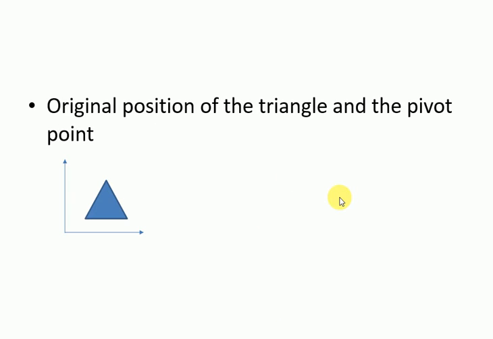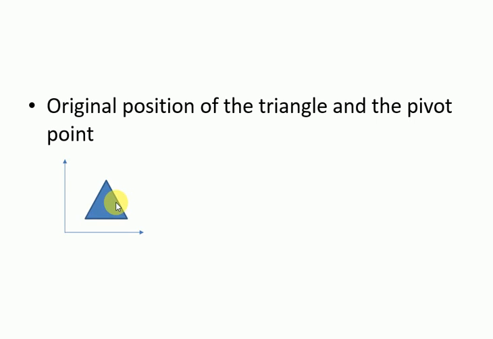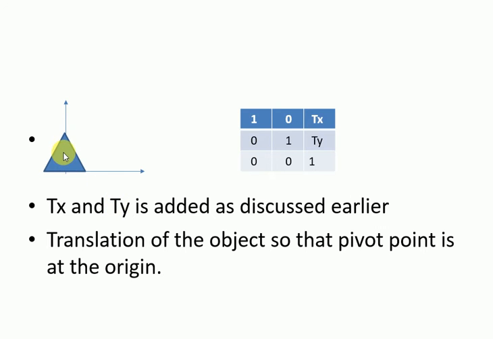So we'll be looking into the original position of a triangle and the pivot point. This is the original position of the triangle, and it is moved to the origin. So how do you move it to the origin? By translation. So what is the translation? Tx and Ty. Tx and Ty are added, as discussed earlier. When the given triangle is multiplied with this translation, with these parameters, then it does the translation. We have seen that, so you do the same thing here.